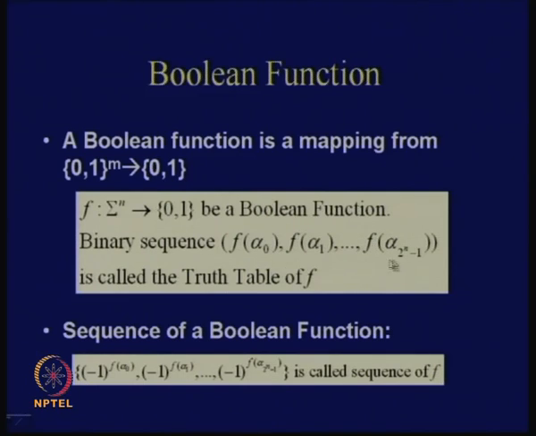And how many such possible inputs can I give? I can give 2^n possible inputs, and I store all the outputs in a table, which is commonly known as a truth table. So that's the definition of a truth table.